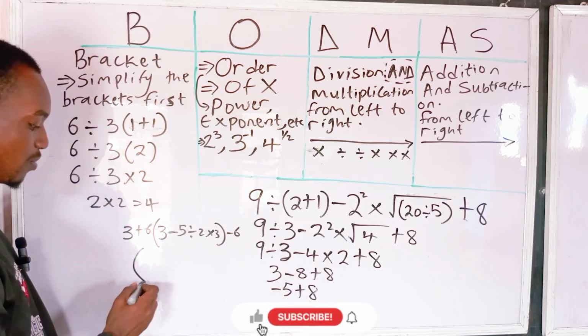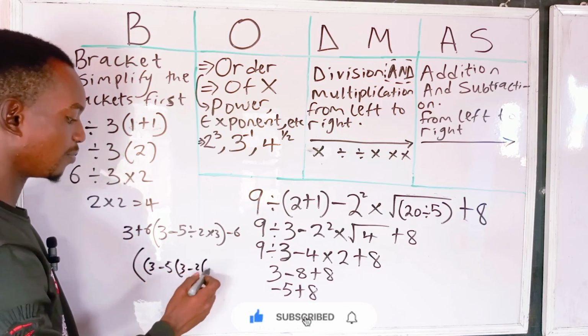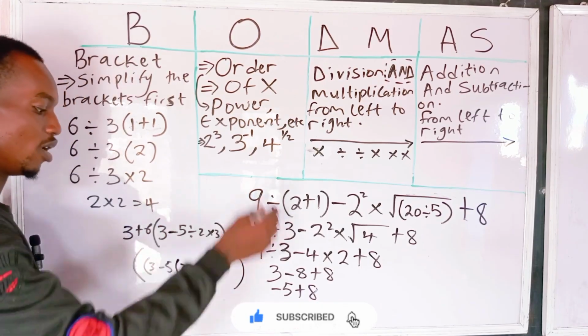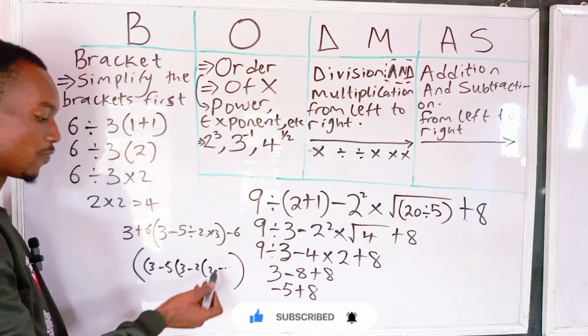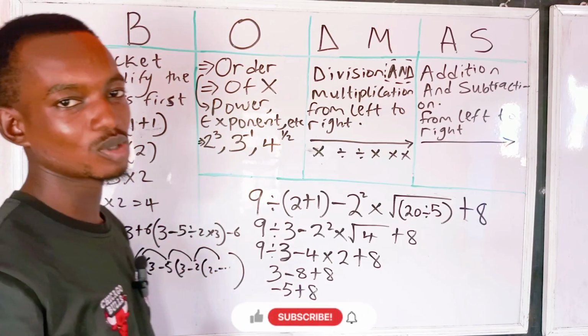And also when you have a nested bracket, you have a bracket inside a bracket, and so on and so forth, you start from the innermost bracket outward. You start from the innermost bracket, simplify, simplify, and simplify. So that's that about that.